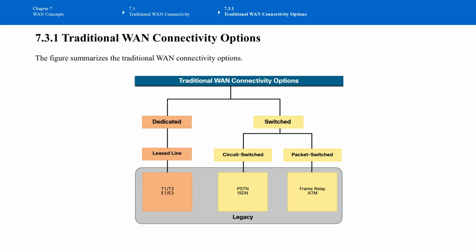The gray legacy area is important. The T1, T3, E1, E3, PSTN, ISDN, Frame Relay, and ATM are traditional legacy WAN technologies. Modern WANs generally use newer technologies such as Ethernet WAN services, broadband internet, MPLS, and SD-WAN. So the key point here is that dedicated means a reserved connection. Switched means provider resources are shared.